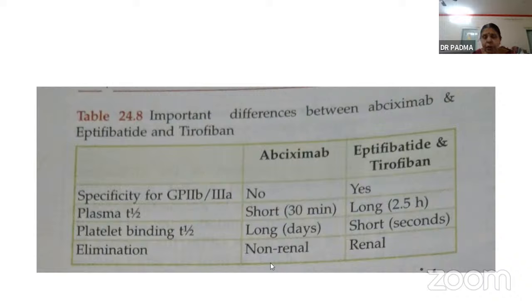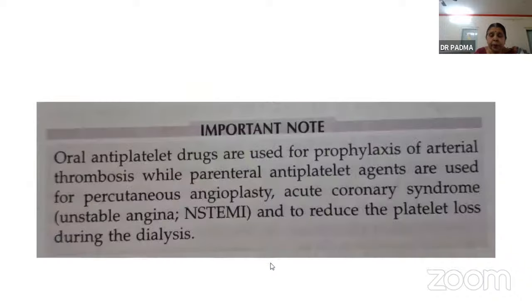So based on the patient and based on these things, whether we want it for a short time or a long time, depending on this, we try to use these GP2B3A antagonists. Now, the very important note what you have to remember is oral antiplatelet drugs are used only for prophylaxis of arterial thrombosis, while parenteral drugs are used for percutaneous angioplasty, ACS, unstable angina, non-STEMI, to reduce the platelet loss during the dialysis. So this difference should be kept in your mind whenever we are treating patients, or when the patient comes with a drug history of adverse events, especially bleeding.